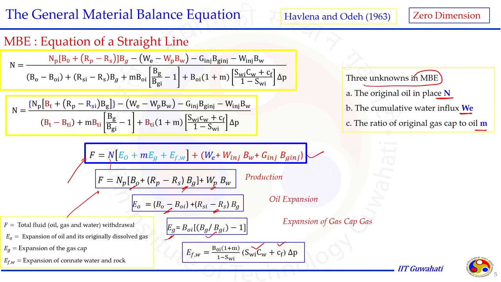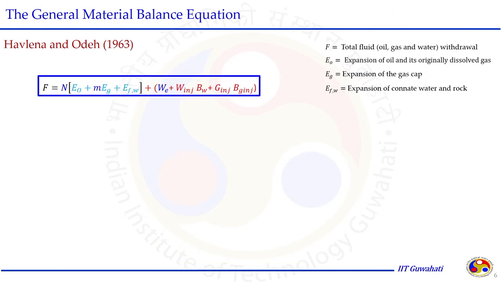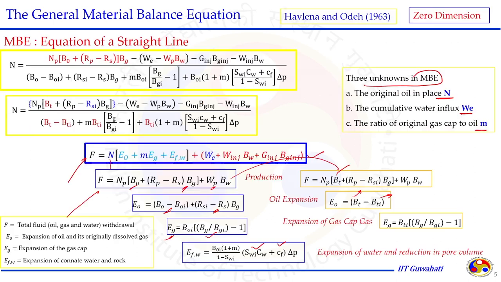The expressions here are given in the single phase volume formation factor. Those can be converted in the form of two phase volume formation factor, Bt and Bti. This is for the initial condition, this is for any condition of the investigation. So with this background that we discussed in the last class, let us utilize the concept of straight line proposed by Havlena and Odeh to understand different cases of oil and gas reservoir.